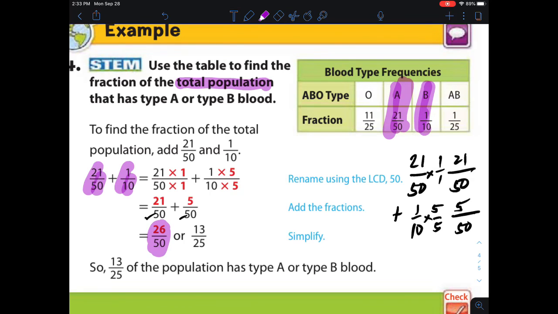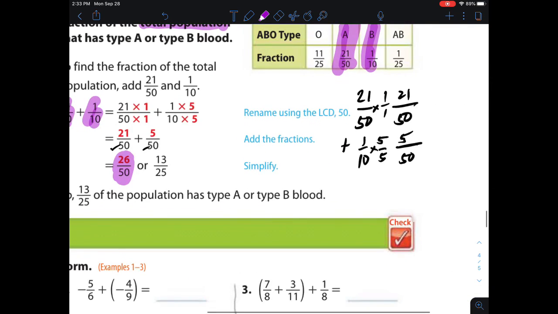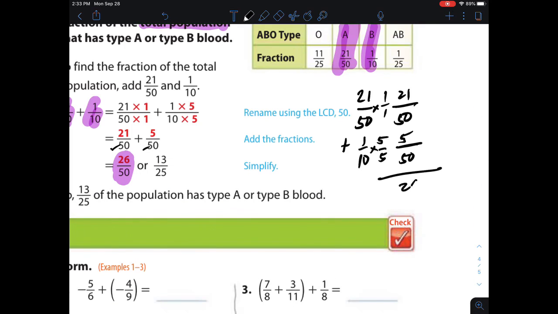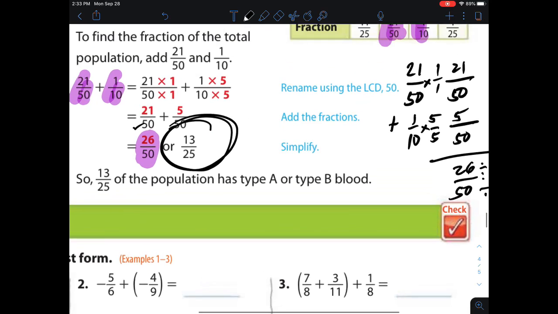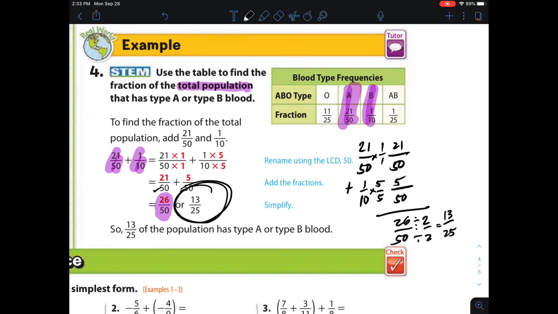That gives you 26, so this becomes 26/50, and since the GCF of 26 and 50 is 2, we divide this by 2 over 2, which is 13 over 25. And that's how you got 13 over 25. So 13 over 25 of the population has type A or type B blood. Okay? And we are done. Thanks for watching.